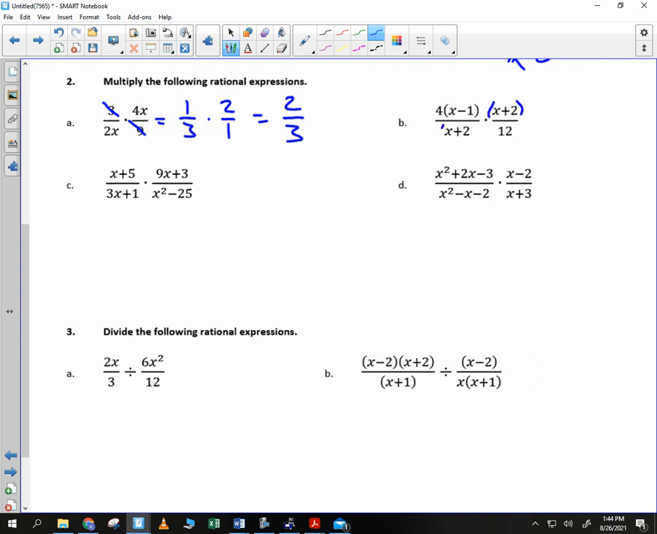All right. Here you can see that the x plus 2's will cancel. And the 4 over 12 reduces to 1 over 3. So I have x minus 1 all over 3. Please try C and D on your own.